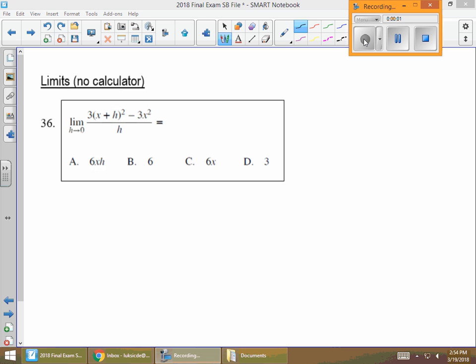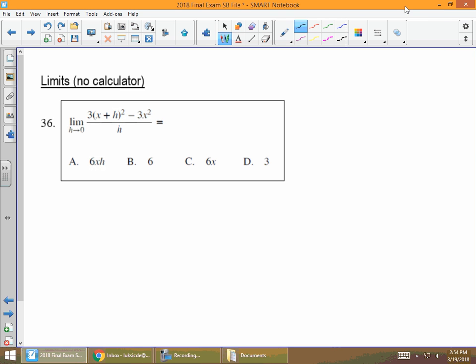Alright, now we're in limit. You can expect to see problems like this on the no calculator section. Some of them may be on the calculator section as well. So here we need the limit as h approaches 0, which makes this h in the denominator a problem. That should be kind of a red flag for you. If you have an h in the denominator, you can't just plug in there. So we've got some work to do, some algebra work.